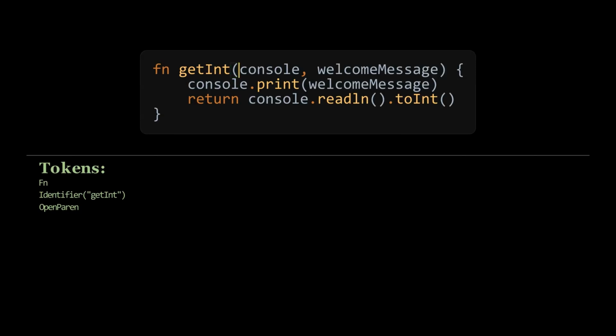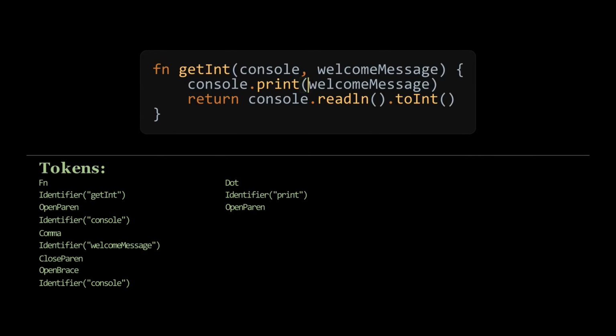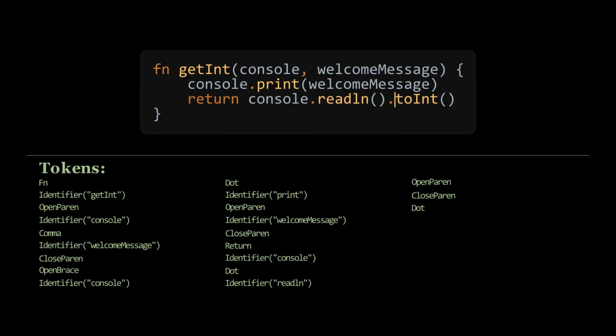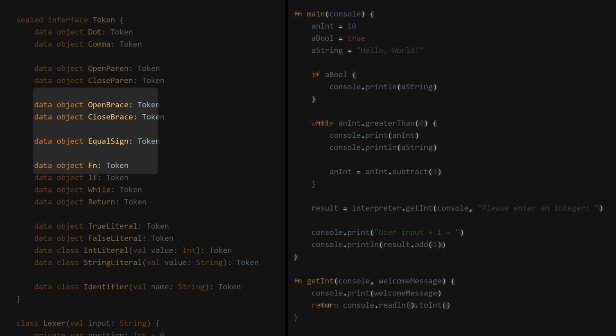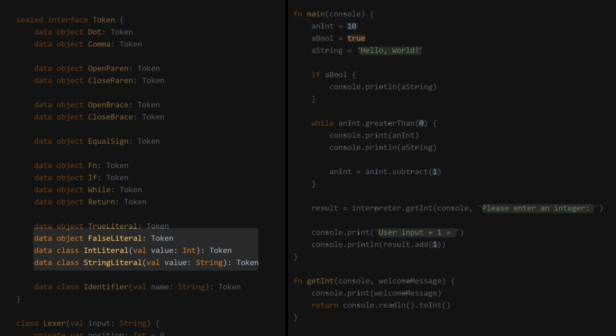The first phase of interpreting a language is lexing. Lexing is the process of converting a string into a list of tokens. We do this because it's easier to work with tokens than with raw characters. Here are all tokens with corresponding examples in the code. You can see special symbols, keywords, literals, and identifiers.